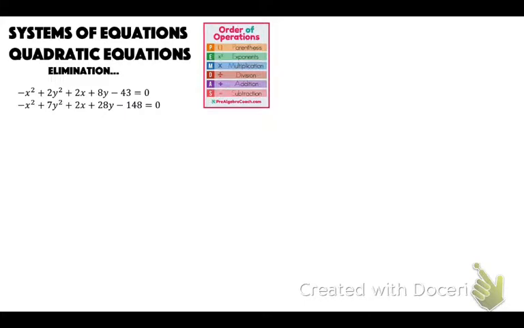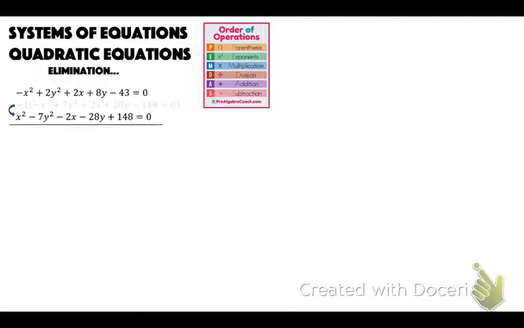Now let's get into the quadratic equations. So quadratic, we both have quadratics here. And these should always be easy. Just multiply one of the equations by negative 1. Doesn't matter which one. So that becomes x squared minus 7y squared minus 2x minus 28y plus 148 equals 0. Because now all of those x's are going to cancel out. So those cancel. I'm left with negative 5y squared minus 20y plus 105 equals 0.